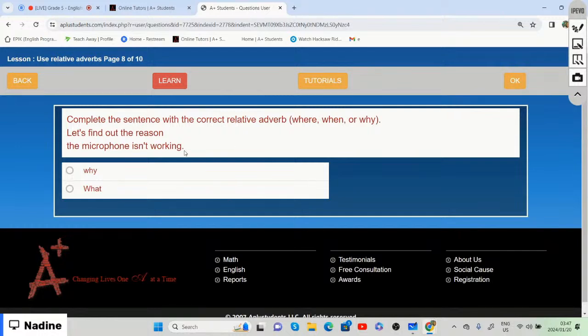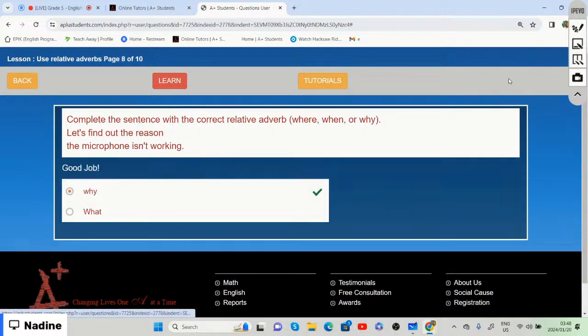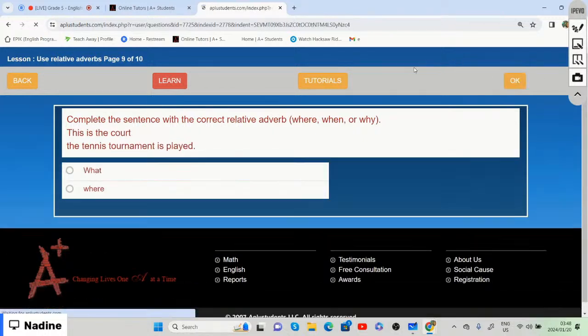All right. So let's find out the reason why the microphone isn't working. Remember, we said that the word why basically asks or tells us a reason, right? So why is correct.